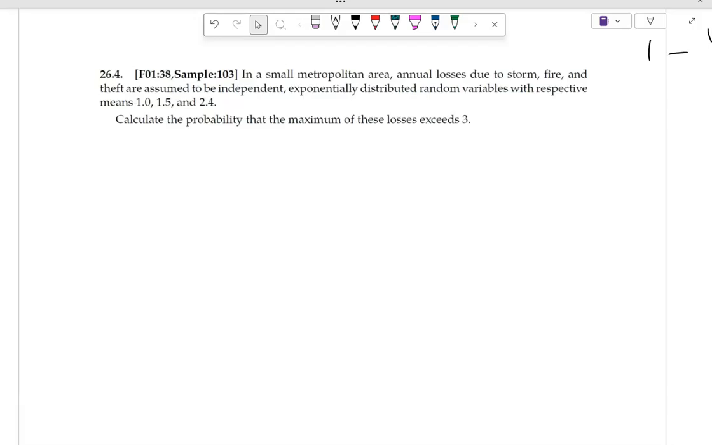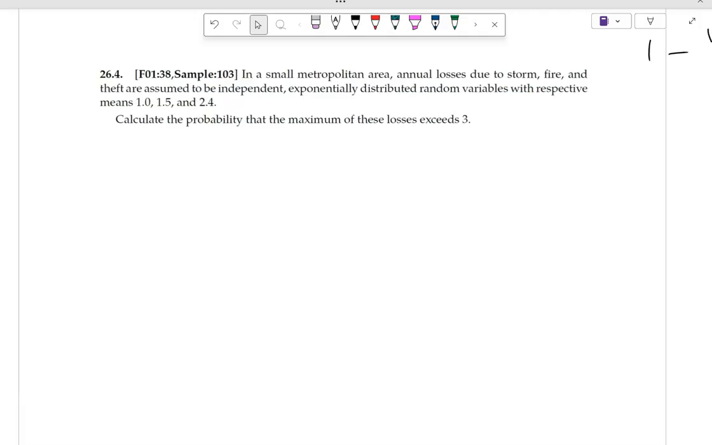All right, so let's look at this one. It says that we've got independent exponential distributions that give you different means, though, for these particular ones. So we're not doing a random sample from the same distribution, but we're going to handle it in a similar way. This one asks us to calculate the probability that the maximum of them is greater than 3, right?